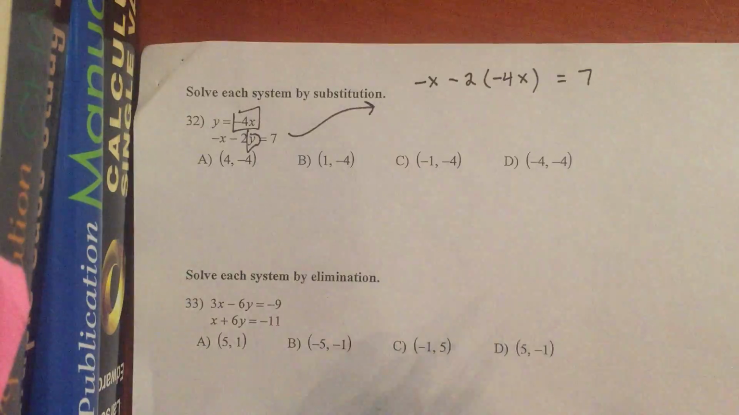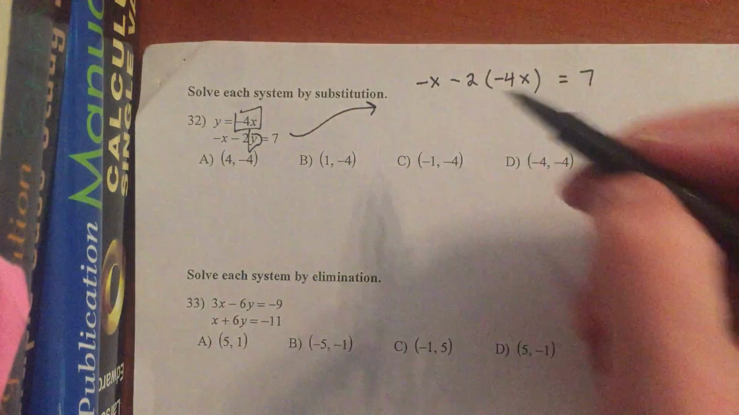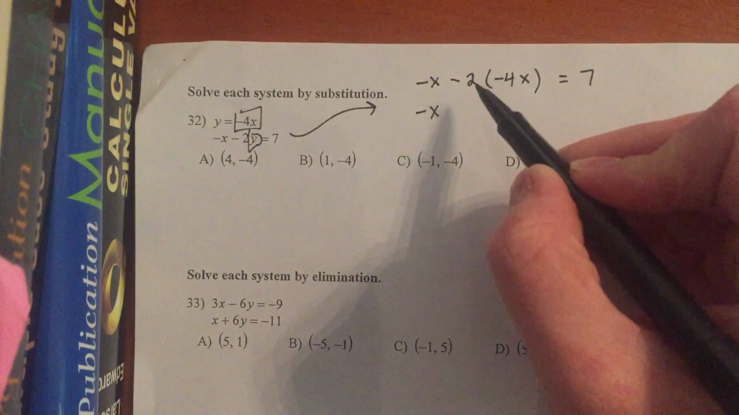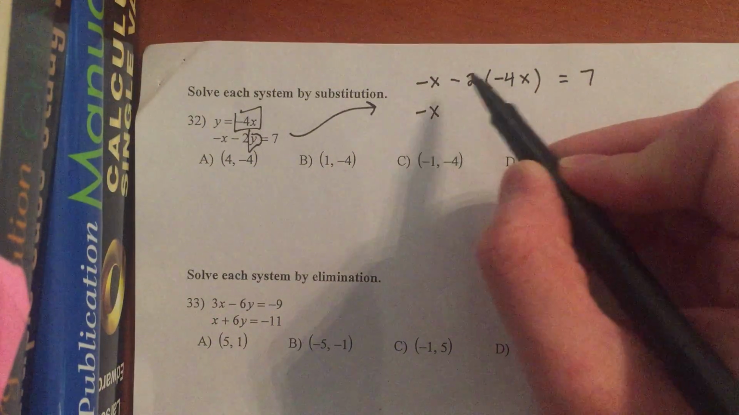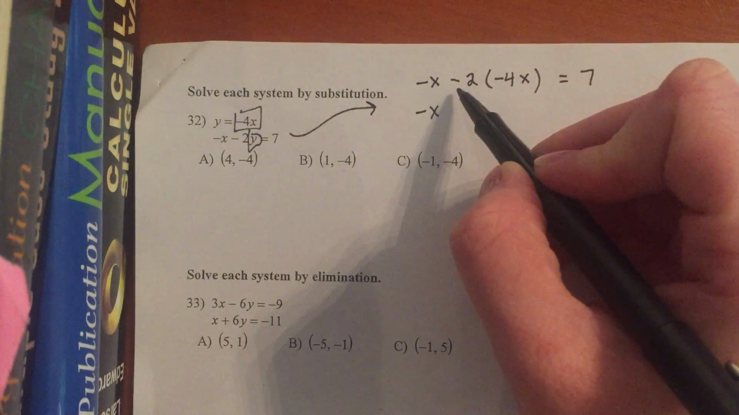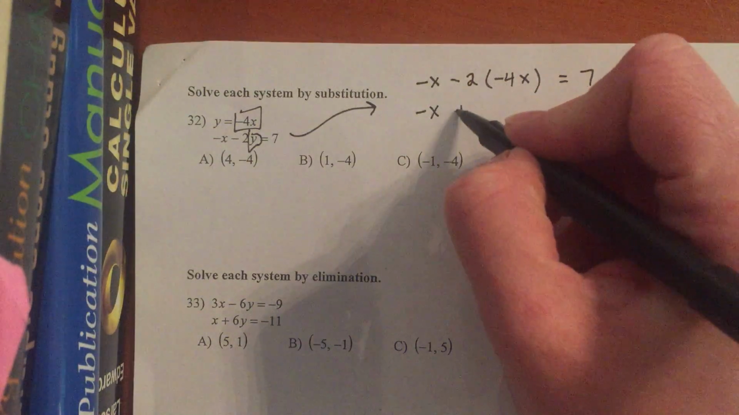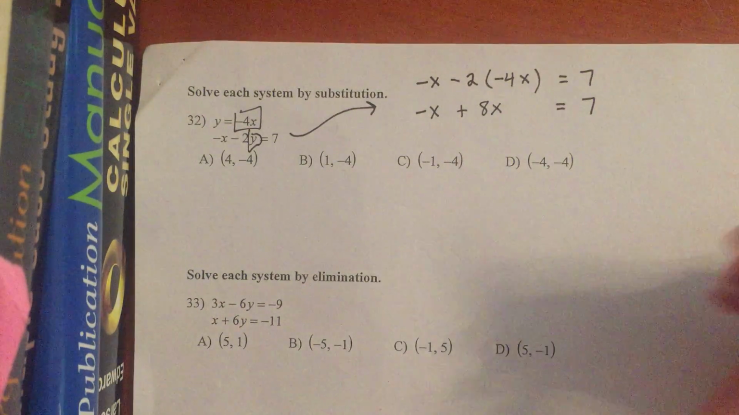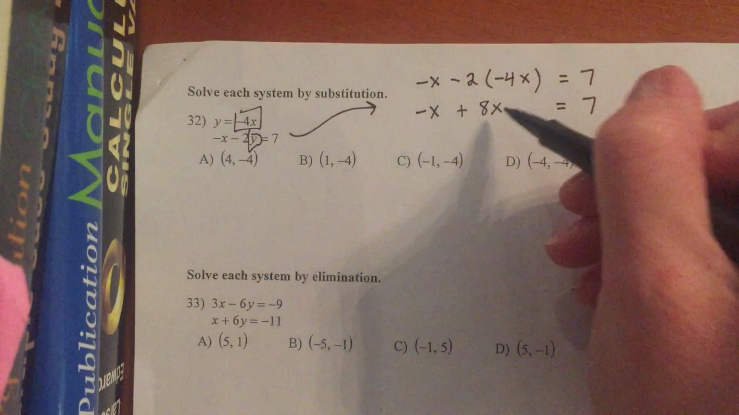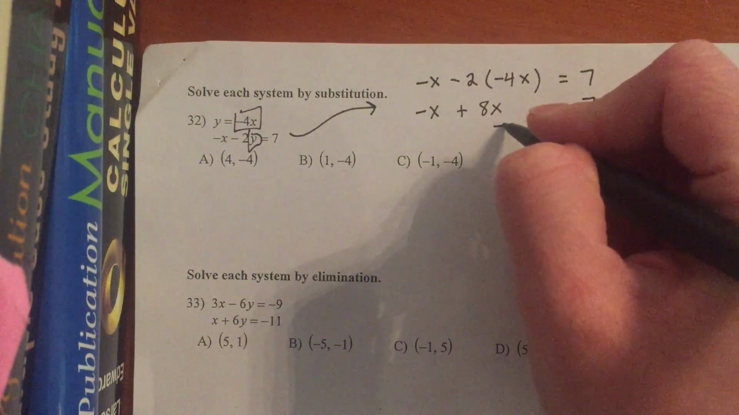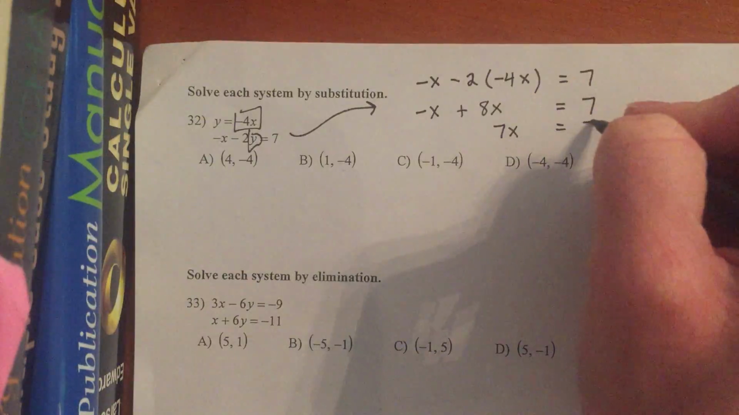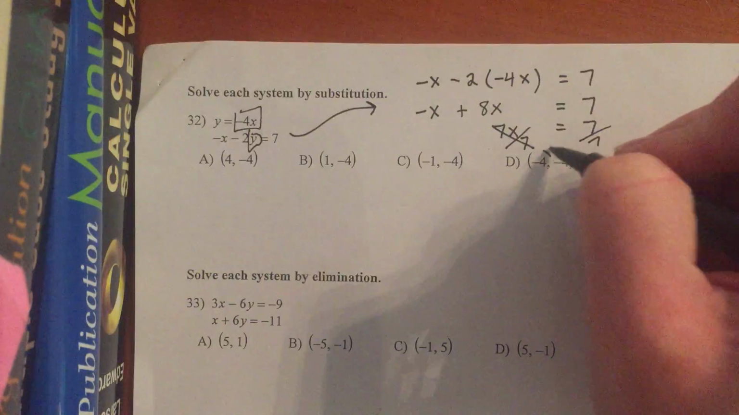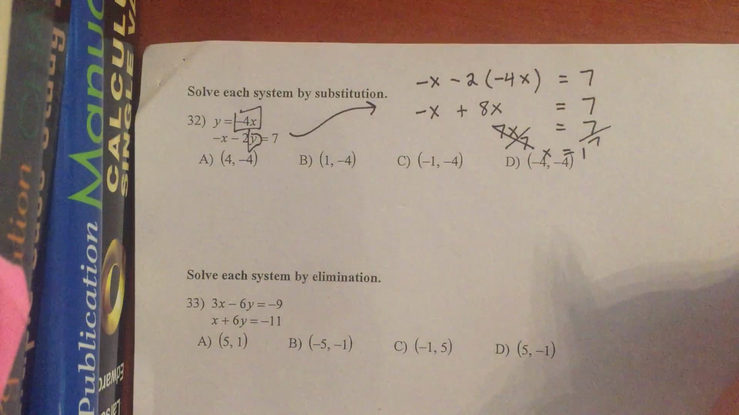Now I'll have a new equation with only one variable x that I can solve. So bring down the negative x. It's not touching parentheses, but that negative 2 is touching instead of parentheses, so that gets multiplied. Negative 2 times negative 4x is positive 8x. Keep the equal sign and the 7. Negative x plus 8x are like terms, so I can combine them, and that combines to be 7x, which equals 7. Dividing both sides by 7, I get x equals 1.